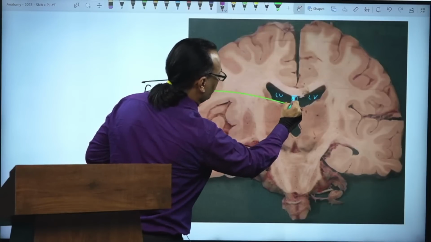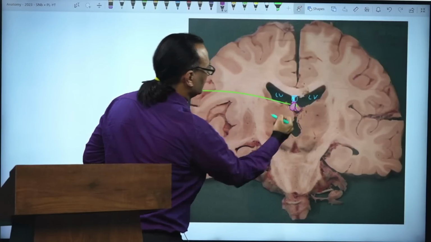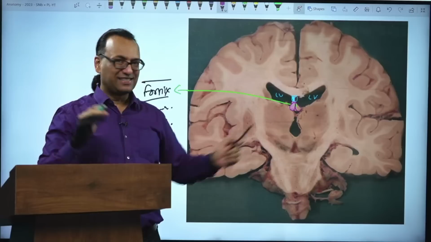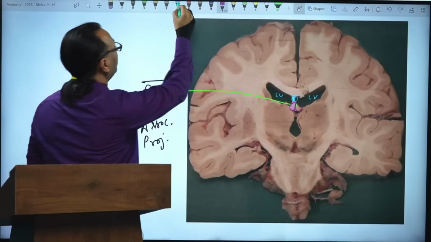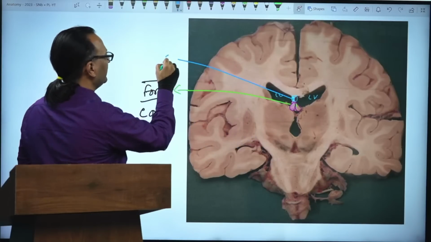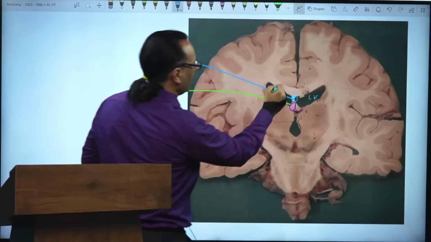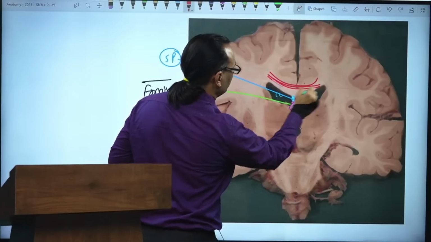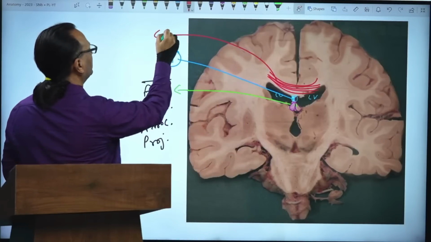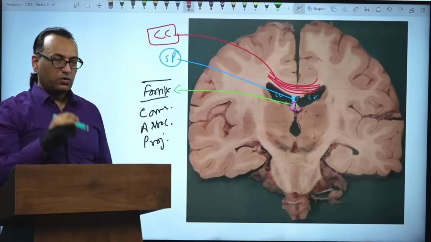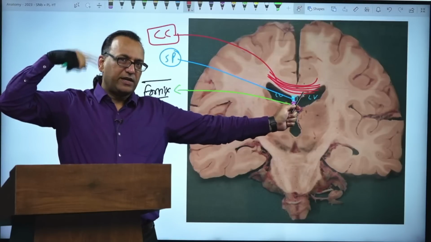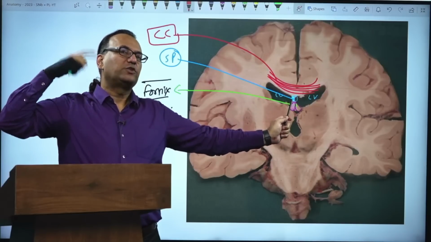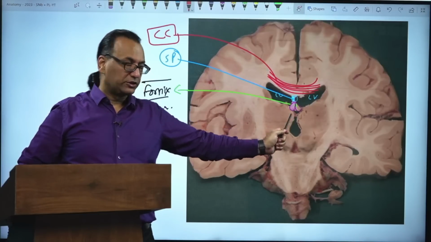This is one fornix, that is the other fornix. There are two fornixes fused here. So that is fornix. If you are talking about septum pellucidum, it is here. This is septum pellucidum. And if you are still looking above that, then it is corpus callosum. What is attaching inferiorly to corpus callosum is septum pellucidum. What is attaching inferiorly to septum pellucidum is the fornix.